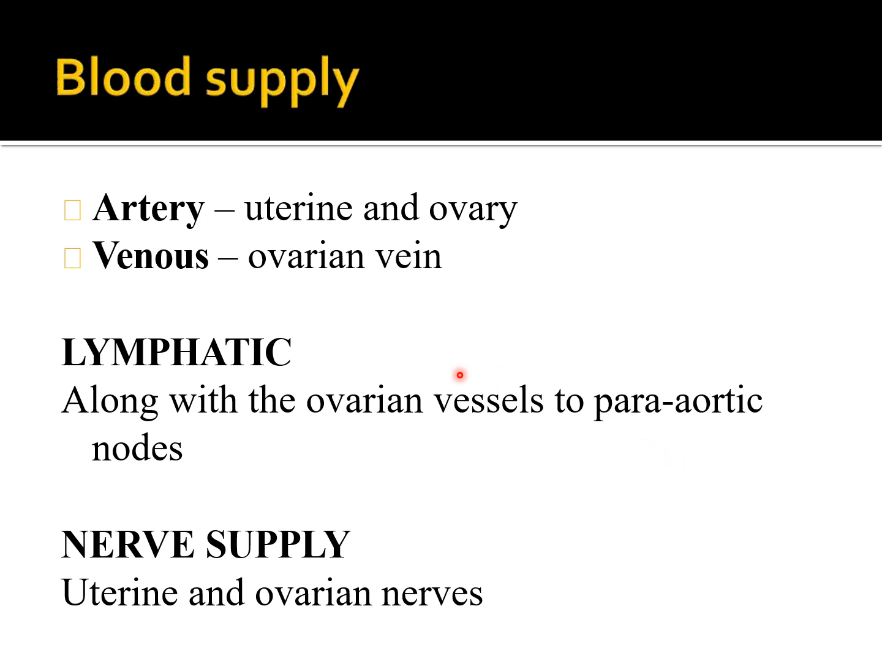The blood supply to the fallopian tube is by the uterine and ovarian arteries, and venous drainage is by the ovarian vein. Lymphatic drainage is from the ovarian vessels to the para-aortic nodes. Nerve supply is from the uterine and ovarian nerves.